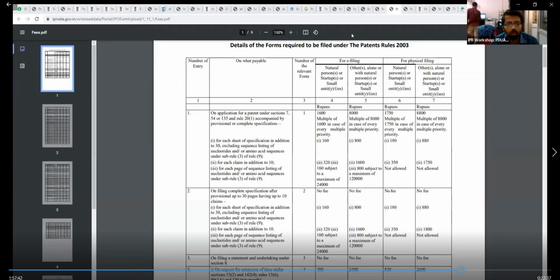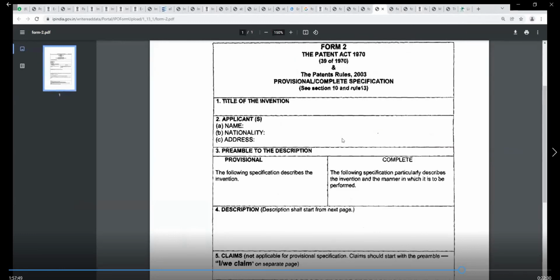Madam, madam, it is finished. Okay, so this is the form 2. It looks like this, whereby you have to file the. Is the screen visible to everyone? Yes, madam, it is visible.